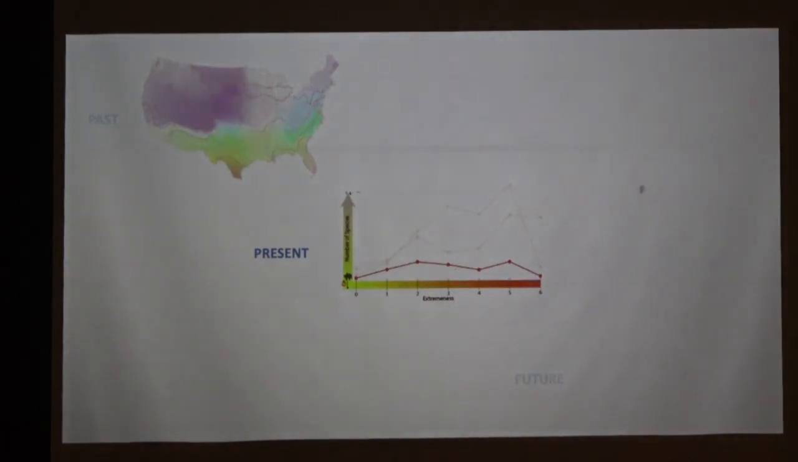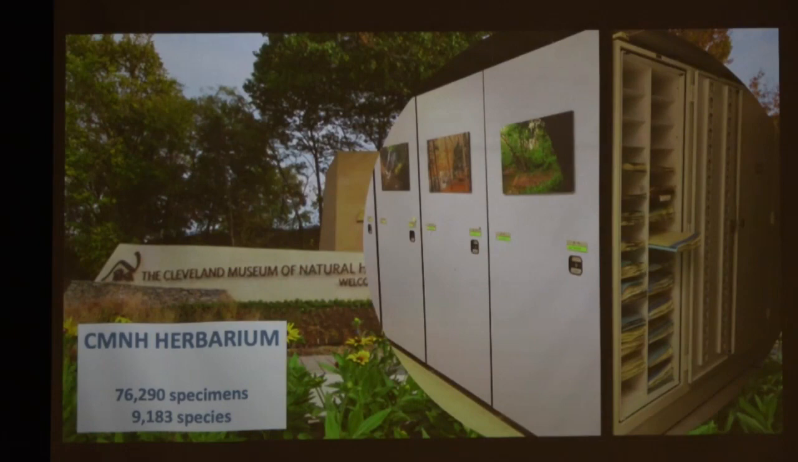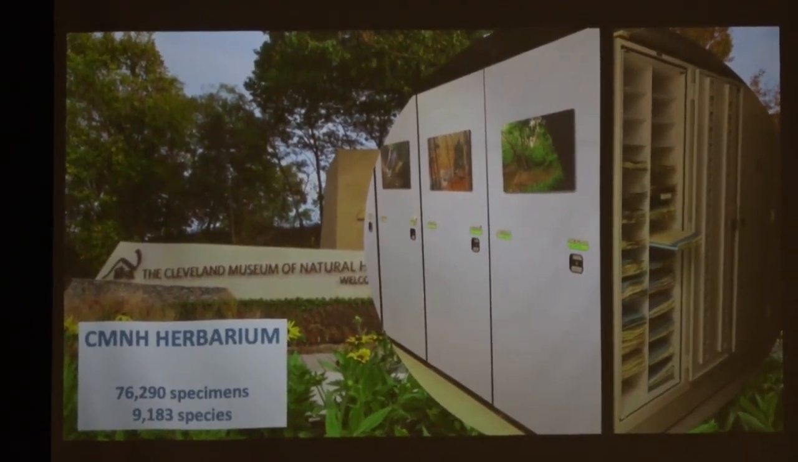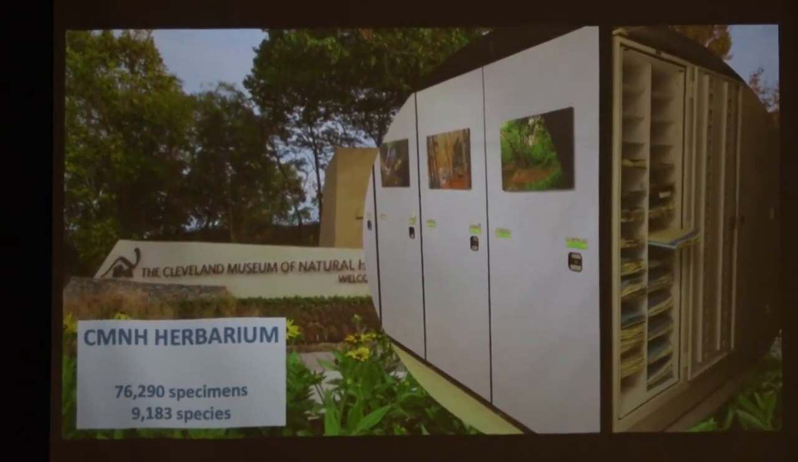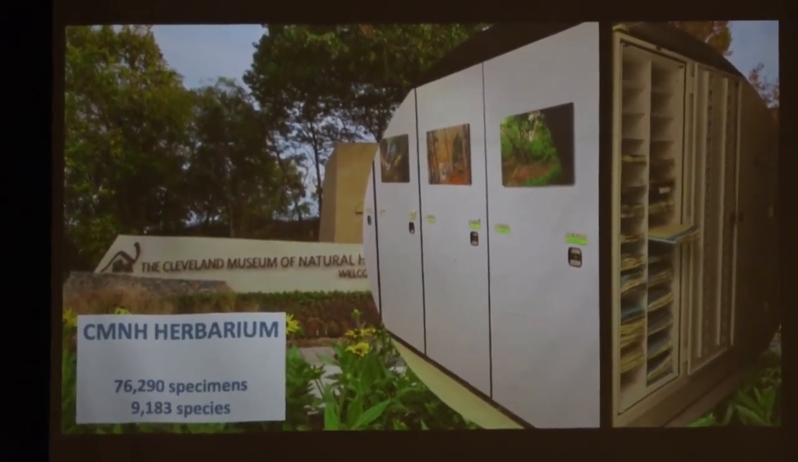So that's the past. And that feeds directly into the present. But I thought I'd take a little bit of a detour into how we actually study plants in the present. And I apologize if this is all old news to anybody, but the role of the Cleveland Natural History Museum and museums and universities around the world is as a library and a repository for biological knowledge and objects.